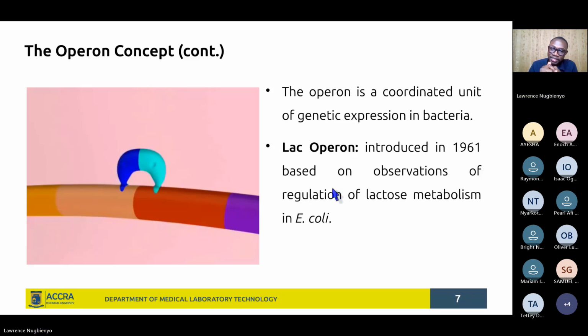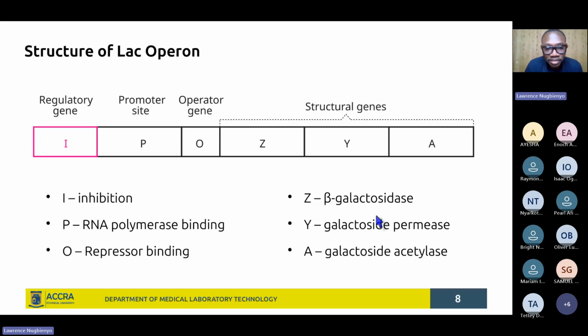Now, the first operon that was actually demonstrated in E. coli is referred to as the Lac Operon because it was involved in the metabolism of milk sugar lactose by E. coli. And that was introduced in 1961. Now, we can move on to look at the complete operon structure. How does it look?